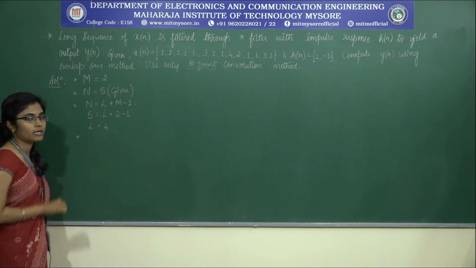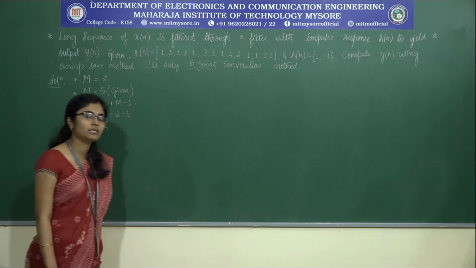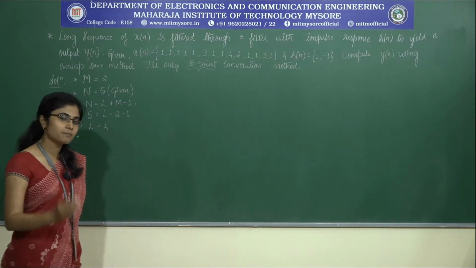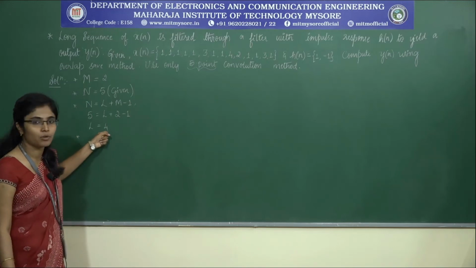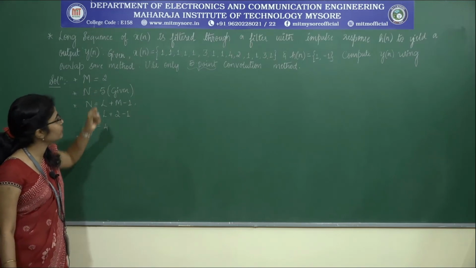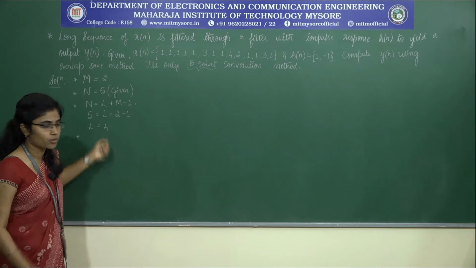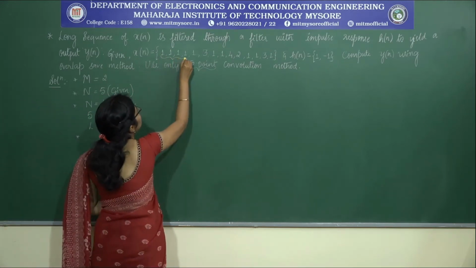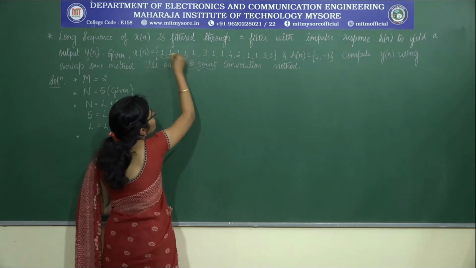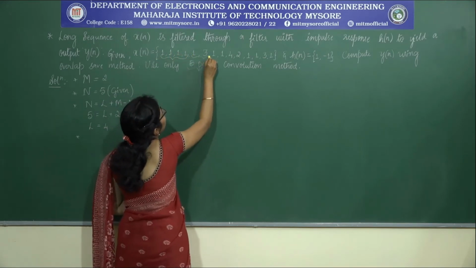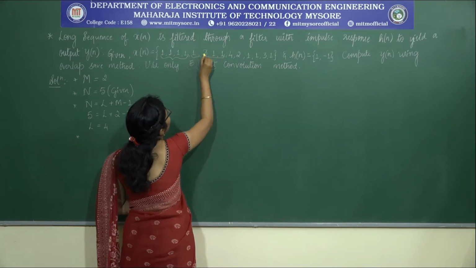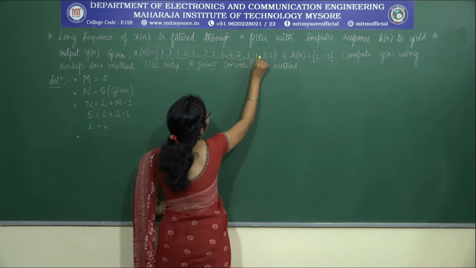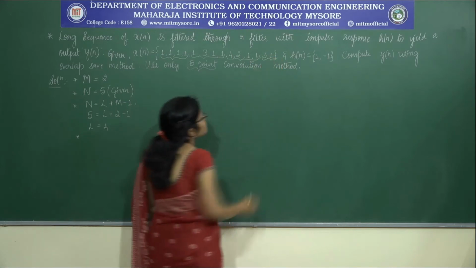So in the next step, we need to divide the given input sequence x of n such that each subsequence will contain L number of samples. According to the given data, the value of L is 4. Now let us try to divide. The first subsequence is this one, 4 samples. The second subsequence is this one, it also has 4 samples. This becomes the third one and this becomes the last one.